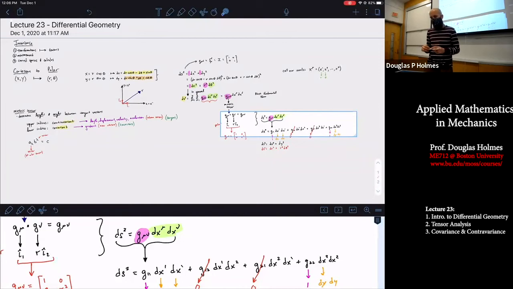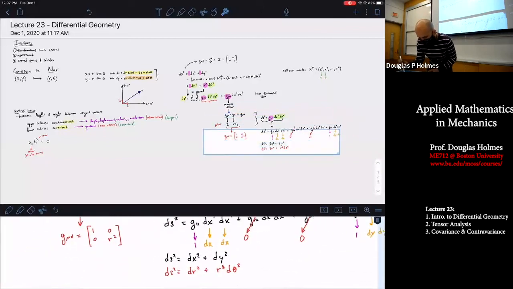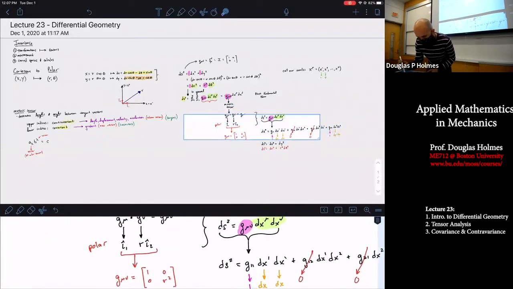So are the basis vectors themselves contained in the metric tensor, or are they contained in the... Yeah, the basis vectors basically are dotted. So here, I don't want to say that. When you dot the basis vectors into each other, that's what we're doing right here.